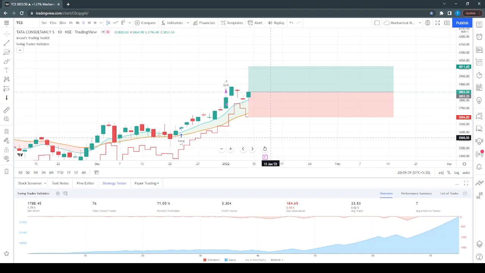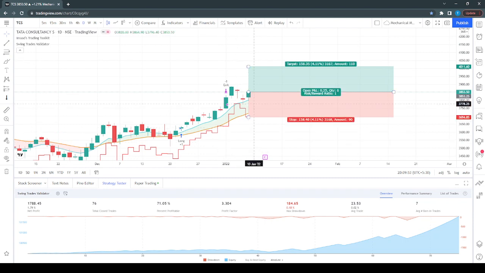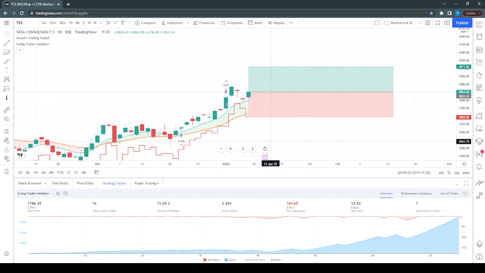Hope this video gives a general overview of how you need to be able to use this swing trades validator, and what you can do with it. There are many more features that are coming up, but for now this is the basic use of it. Thank you so much for watching.